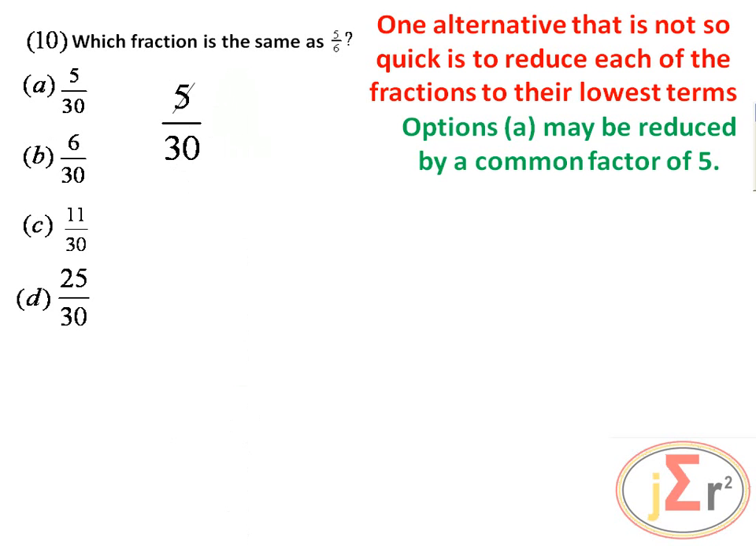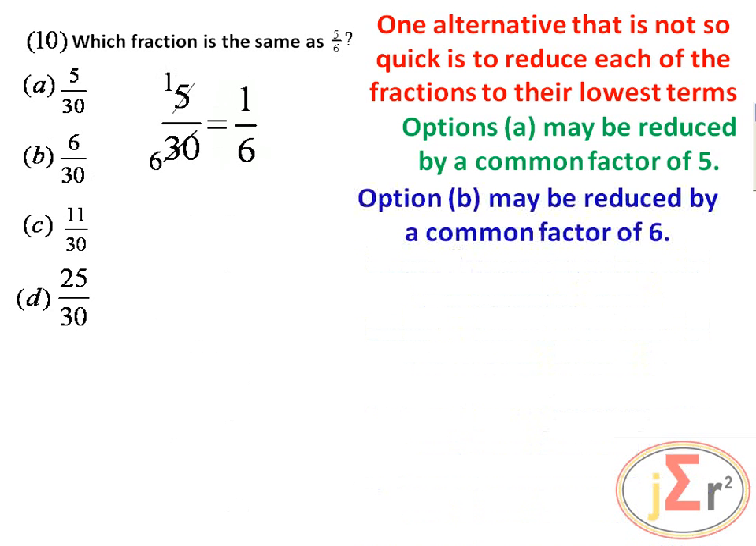5 into 5? 1. 5 into 30? 6. The answer is therefore 1/6. Option B may be reduced by a common factor of 6. How do we know that we may reduce option B by a common factor of 6, Jerry? Because 6 into 6 goes 1 time and 6 into 30 goes 5 times.